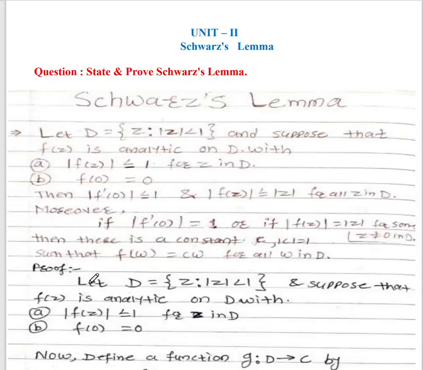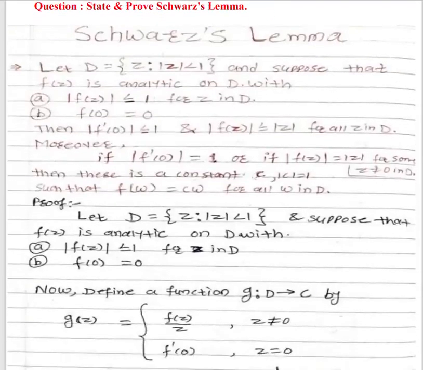Moreover, if mod f dash of 0 equal to 1, or if mod f of z equal to mod z for some z not equal to 0 in the region D, then we have to show that there exists a constant c such that mod c equal to 1, such that f of w equal to c w for all w in D. Okay, so this is the first part of this theorem, and this is the second part of this theorem. Now we will see the proof of this theorem step by step, one part at a time.